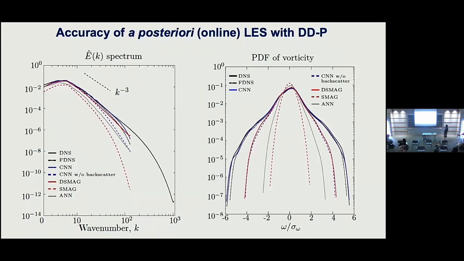Here we see that for the tails of the PDF, the CNN matches pretty well with the truth, with the DNS. On the other hand, the Smagorinsky-type models, or the ANN, or even the CNN without backscattering, they all would be too diffusive. So beyond around two standard deviations, they actually deviate from the PDF.